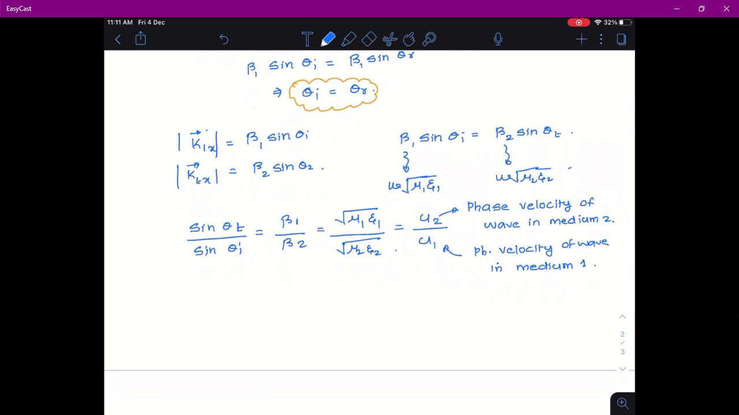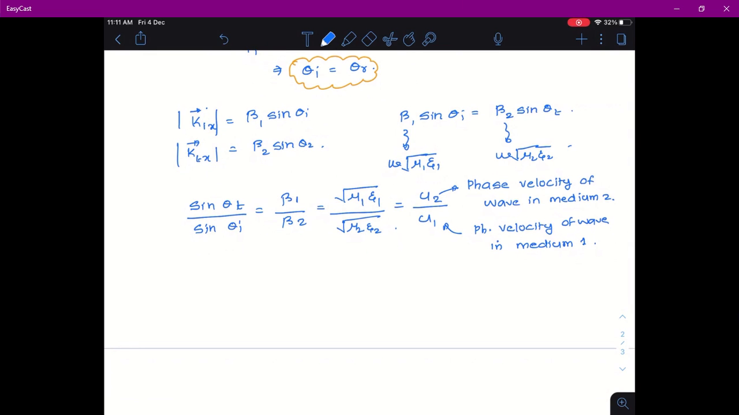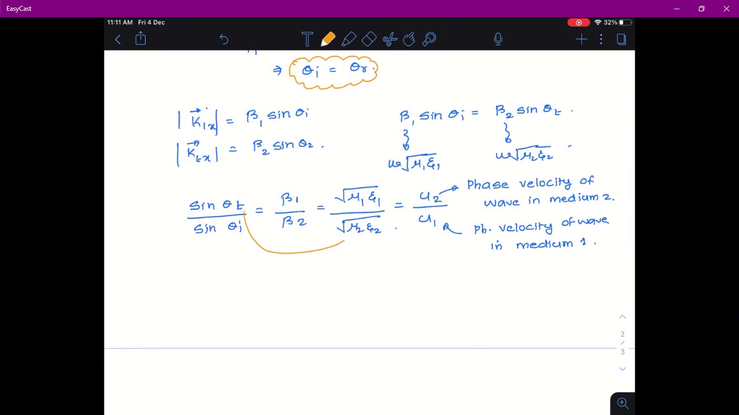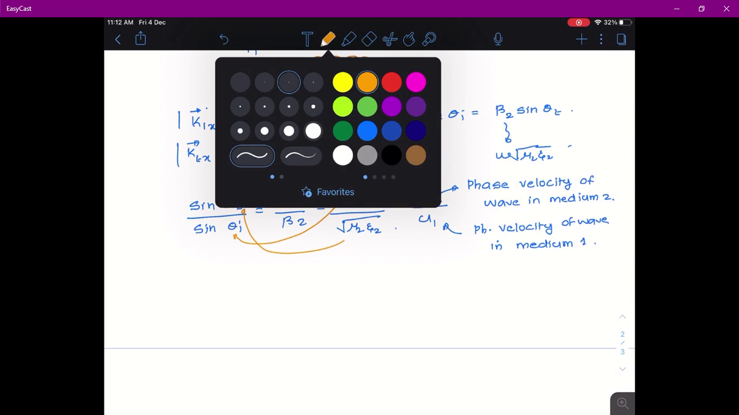So you see that the ratio of the phase velocities of the wave is dependent on the angle of incidence. The ratio of sine of transmitted angle to the sine of incident angle is the velocity of the wave in the second medium to that of the first medium. Okay. Now let's cross multiply. Let's make this to the top, make this to the bottom, and let's cross multiply.